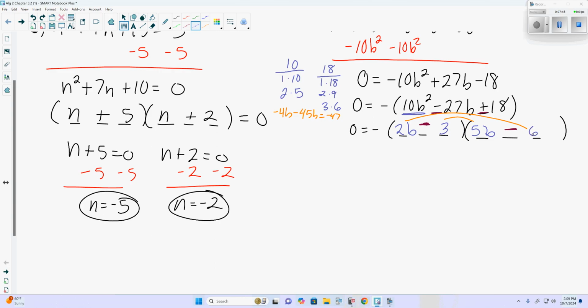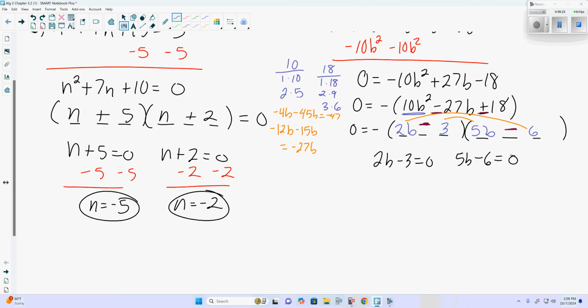But we can try 3 and 6. Now we've got to put the 6 with the 5b and the 3 with the 2b, because 6 and 2b would have a greatest common factor of 2. Since there's not one to begin with, there can't be one in either parentheses. Now if we check this, 2b times negative 6 is negative 12b. Negative 3 times 5b is negative 15b, and this would be negative 27b. Is that the middle term we wanted? Yes.